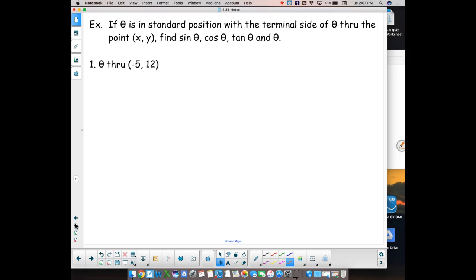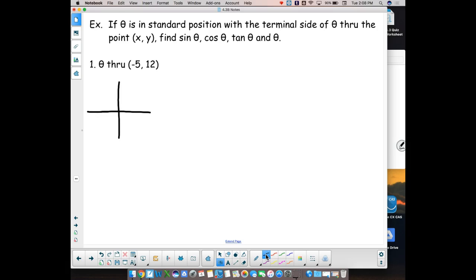So, theta is in standard position. Refresh my memory. What does it mean to be in standard position? It's at 0, 0. What's at 0, 0? The vertex. The vertex of my angle is at the origin. Was there another condition to being in the standard position? The initial side is on the positive x-axis. Positive x-axis is the initial side. So that means that my initial side is straight out to the right.